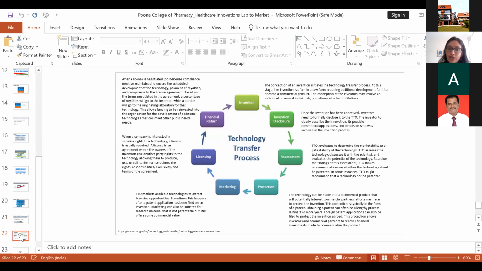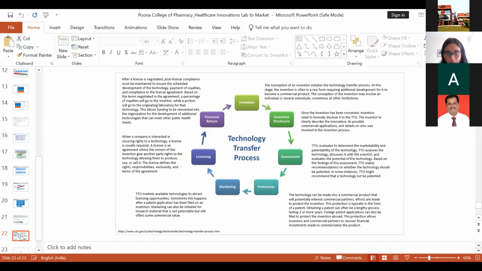Now, how technology transfer actually works: I think by now you've understood what an invention is. What you do is something called invention disclosure. Once the invention has been conceived, the inventors need to formally disclose it to the TTO office. The inventor clearly describes the innovation, possible commercial applications, who was involved in inventing it and all that. Then the TTO does an evaluation for marketability and patentability of the technology, assesses that technology, and discusses it with the scientists. They also discuss it with the market and see what kind of market relevance and use a technology like this will have. If they feel that this technology can be made into a commercial product, they will also help you identify the right kind of commercial partners who will be buying this.